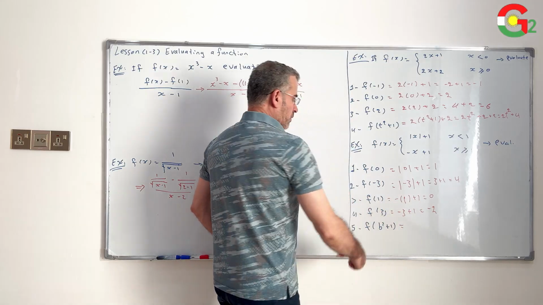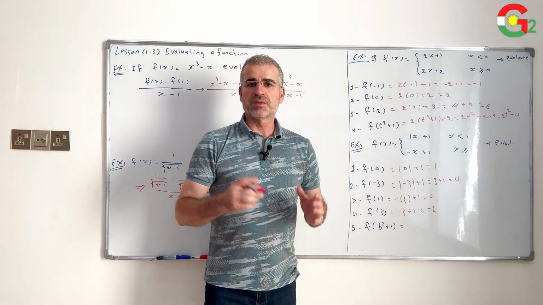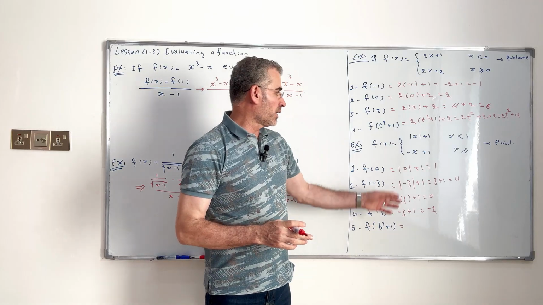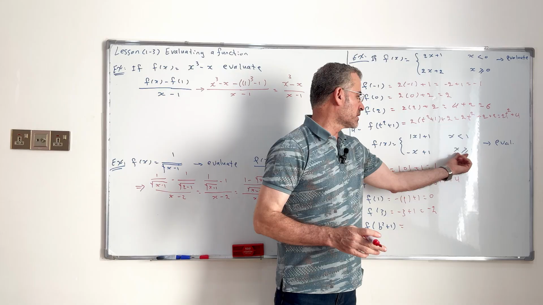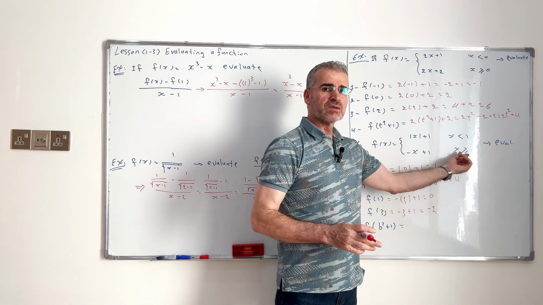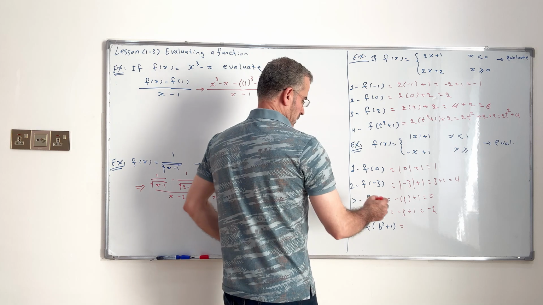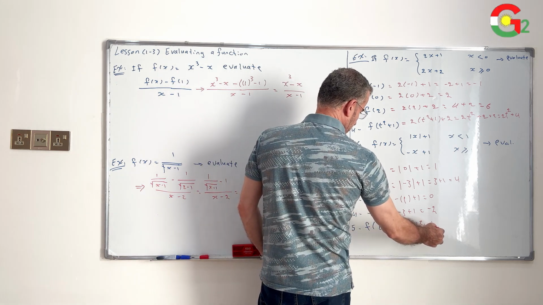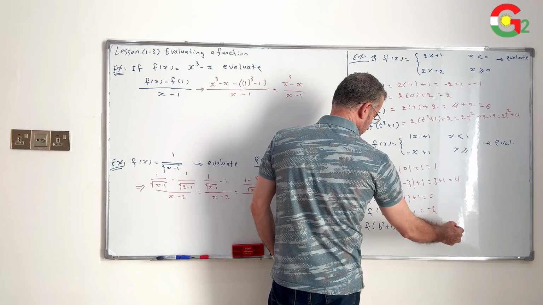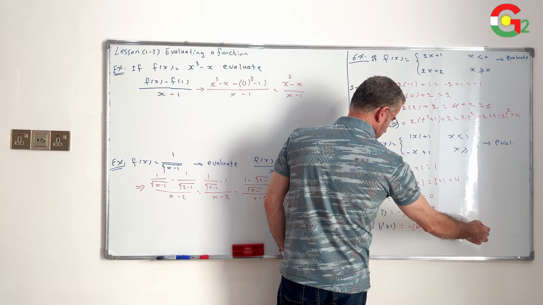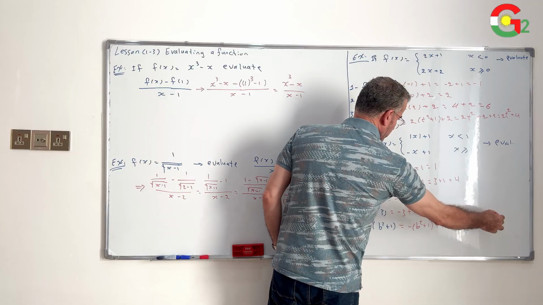b squared plus 1 is always greater than 1. Then I'll substitute here in the second rule, since here the interval is 1 to infinity. Then it will be negative (b squared plus 1) plus 1 equals negative b squared minus 1 plus 1 equals negative b squared.